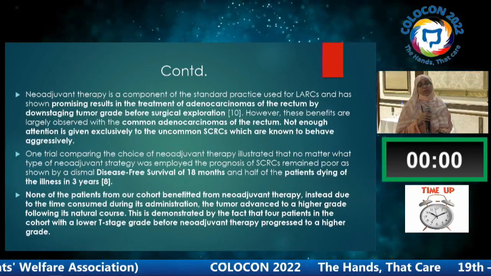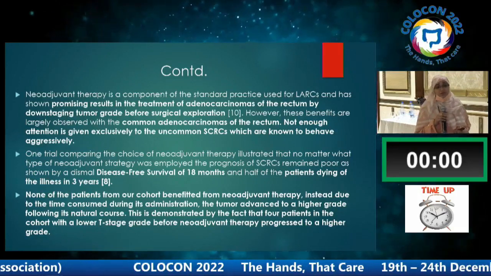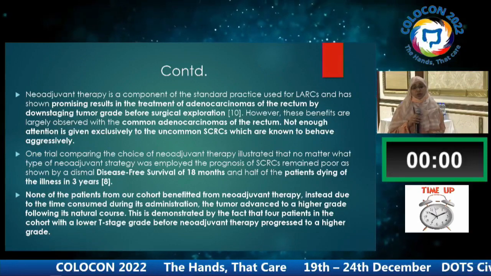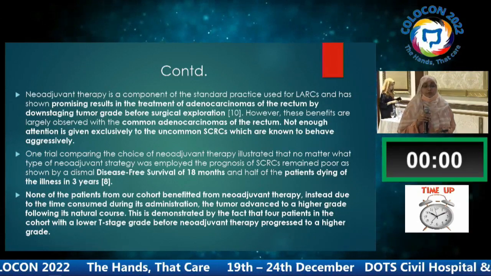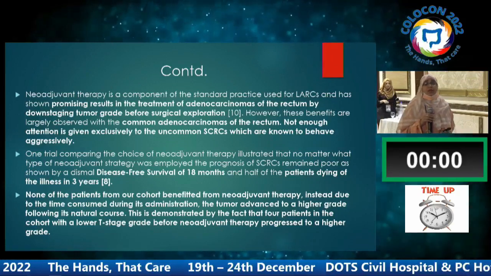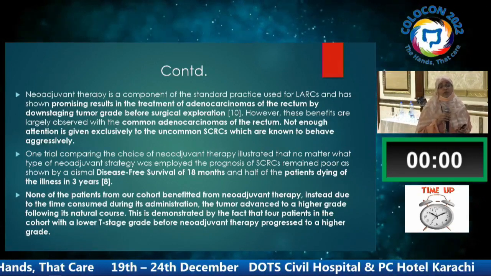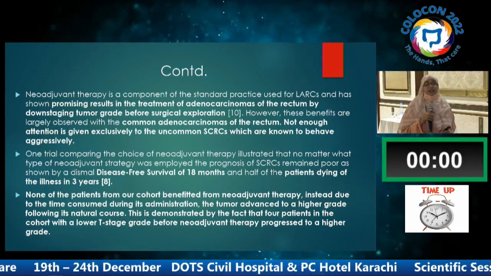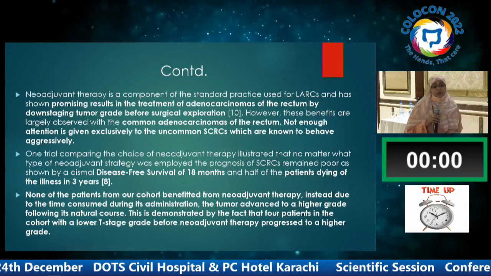So neoadjuvant therapy is a component of the standard practice used for locally advanced tumors, and it has shown promising results in the treatment of adenocarcinoma of the rectum by downstaging the tumor, followed by surgical exploration. However, these benefits are largely observed with common conventional adenocarcinomas. So the signet ring cell needs more attention exclusively because it is a rare tumor.